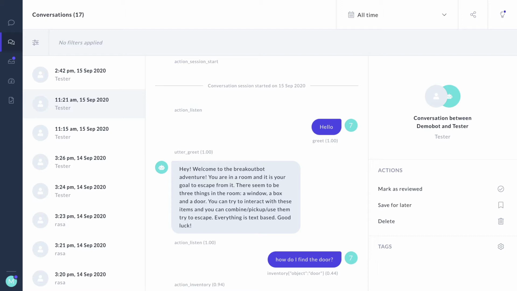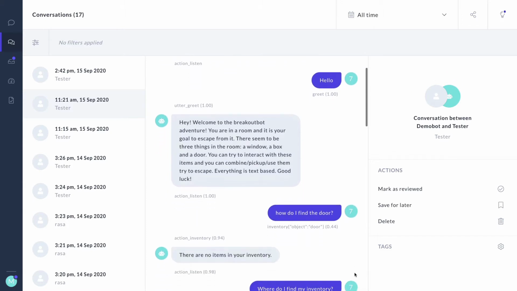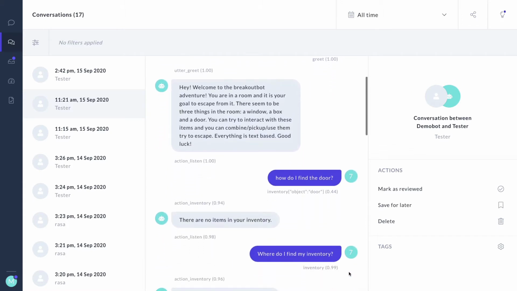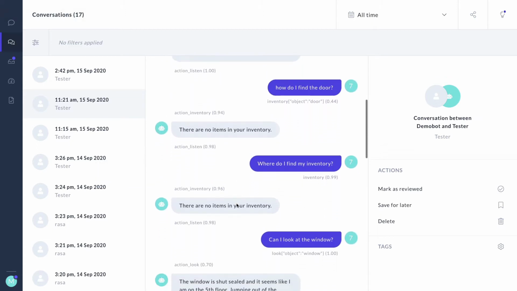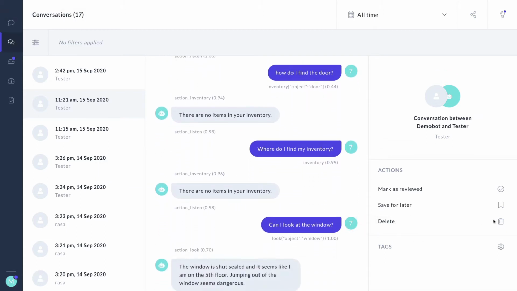Now, the first thing that the user is asking is, how do I find the door? The intent inventory got detected, albeit with a low confidence level, but in this case we are not exactly failing elegantly. What's happening here is that we are replying by saying that there are no items in the inventory, and then the user seems confused because the user is asking where to find the inventory.